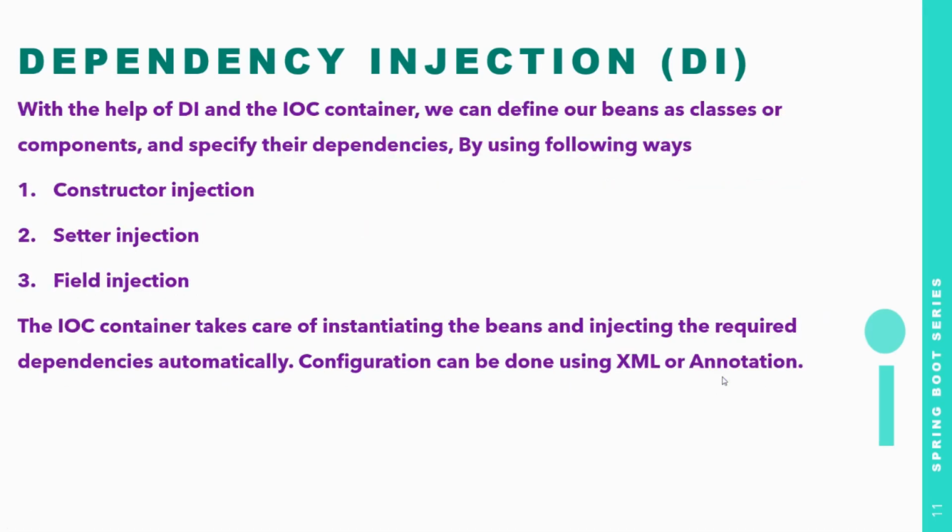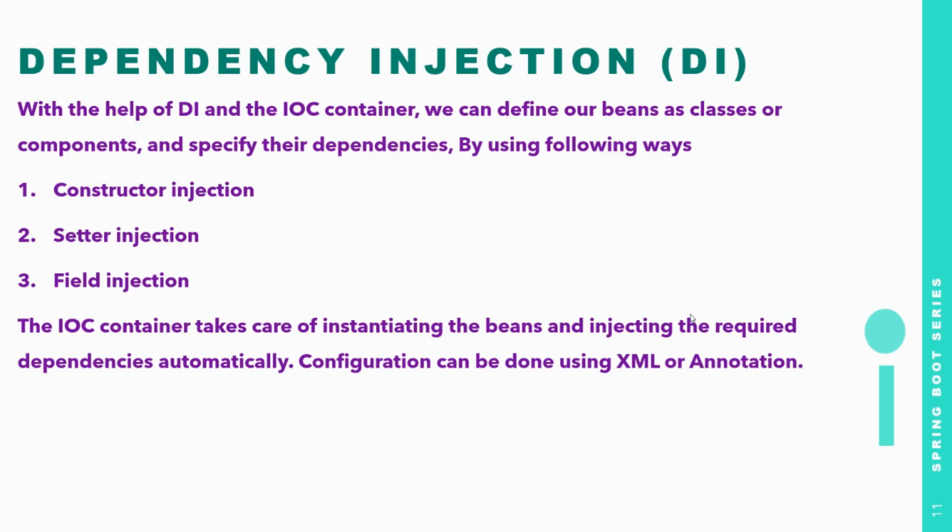With the help of dependency injection and the IOC container, we can define our beans as classes or components and specify their dependencies in the following ways. These three are the types of dependency injection in Spring Boot. We have constructor injection, setter injection, and field injection. The IOC container takes care of instantiating the beans and injecting the required dependencies automatically. We can do this configuration by using XML or annotations.